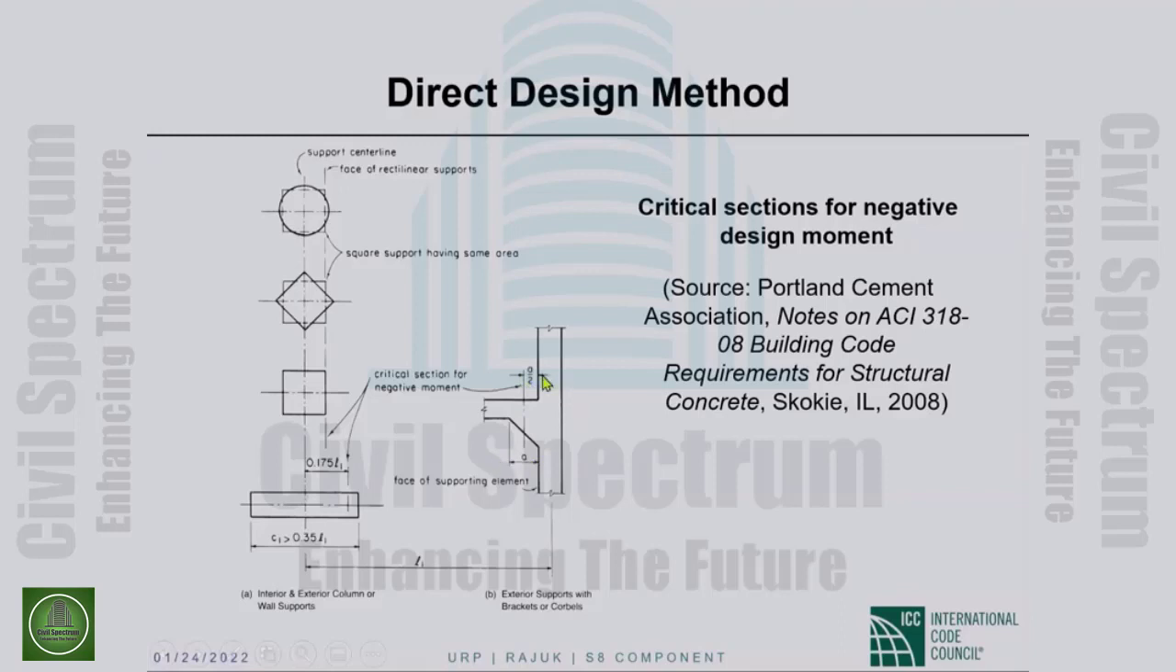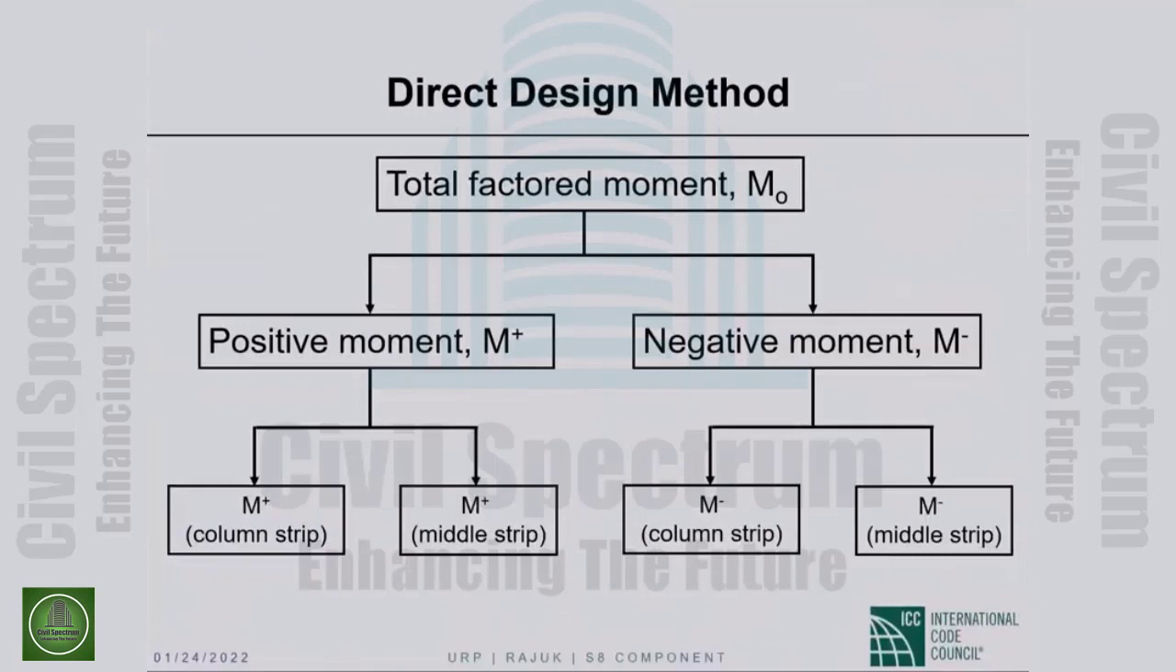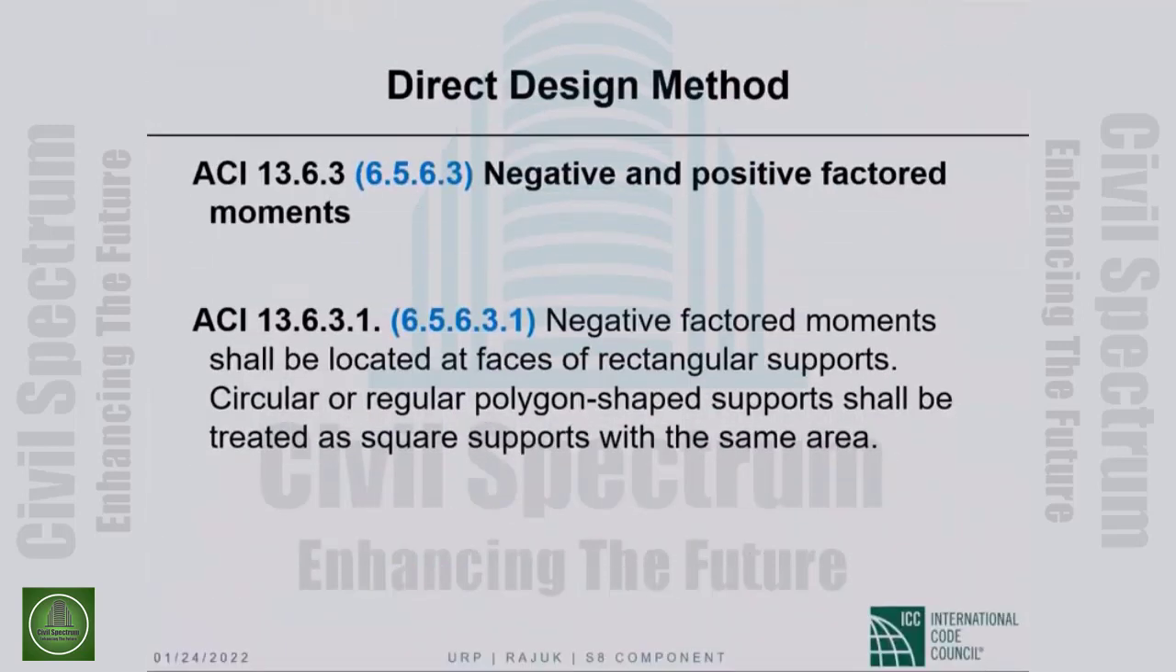Total haunch has a length L. The face of support will be taken from A over 2. So this picture, I think, tells you the whole story. I don't know that you will have to deal with any other situation. So total factored moment M sub 0, part of it is positive bending moment, part of it is negative bending moment, and we will distribute the positive bending moment to column strip and middle strip, and the negative bending moment also to column strip and middle strip.